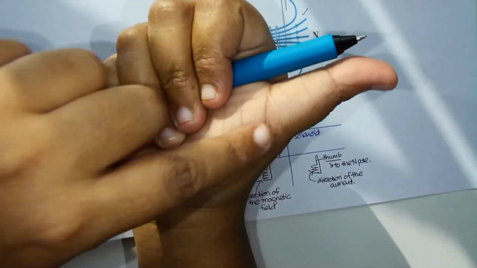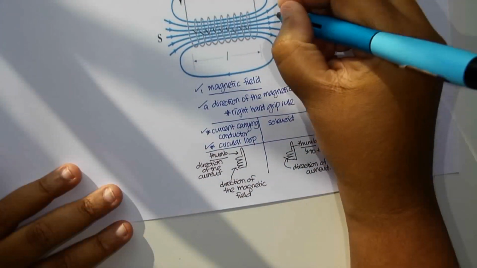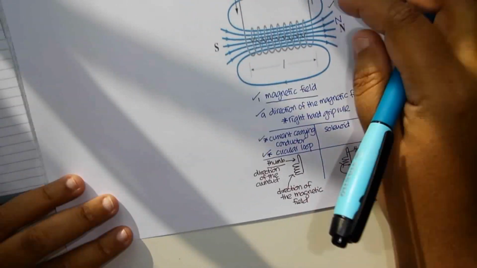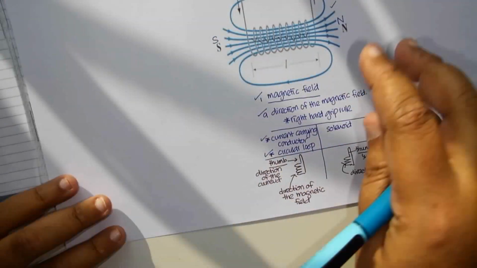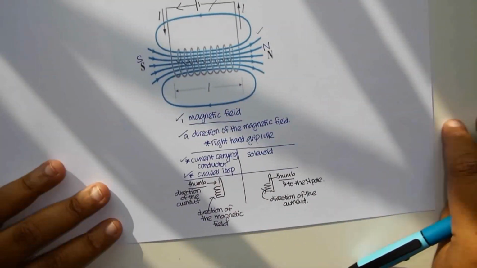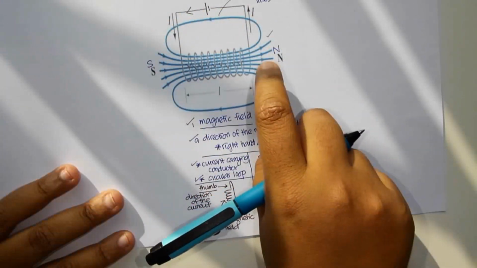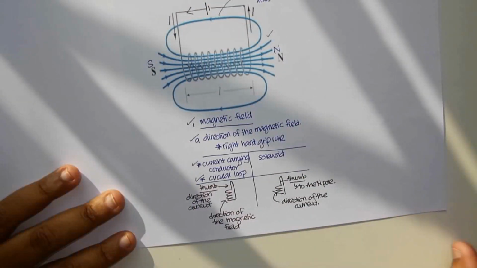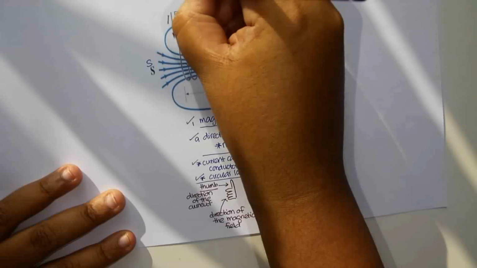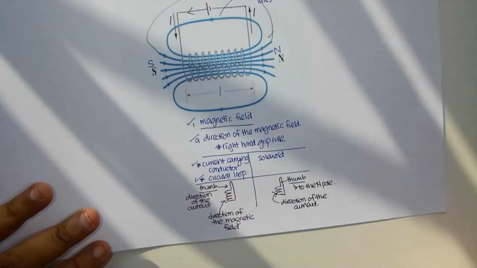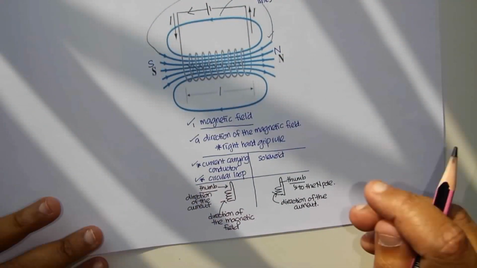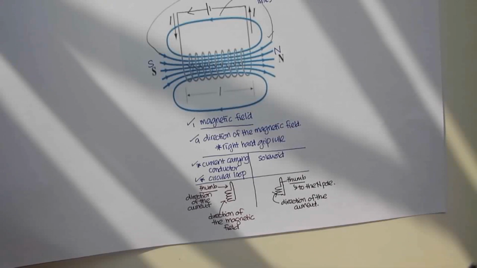So this thumb will point to the direction of the North Pole. So here will be north. So if this is north, this will be south. So the magnetic field will go from the north to the south. So you can see the magnetic field line pattern. It will go from the north to the south. Okay, it will be like that. So that is about the direction of the magnetic field.